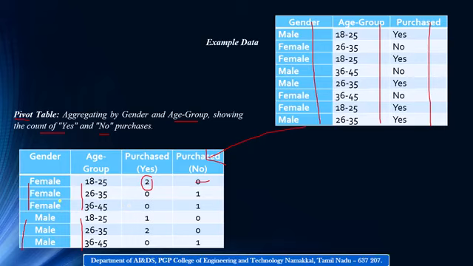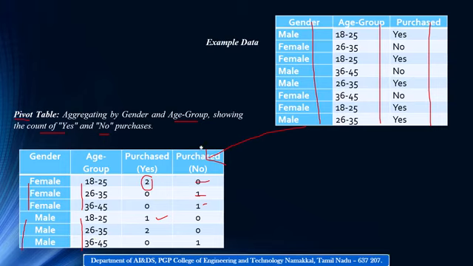So here female from the age group of 26 to 35, they purchased once. In this group, 36 to 45, they purchased once. So here male in the age group of 18 to 25 purchased one. From this table, I'm converting this table like this, so this is going to be a pivot table.